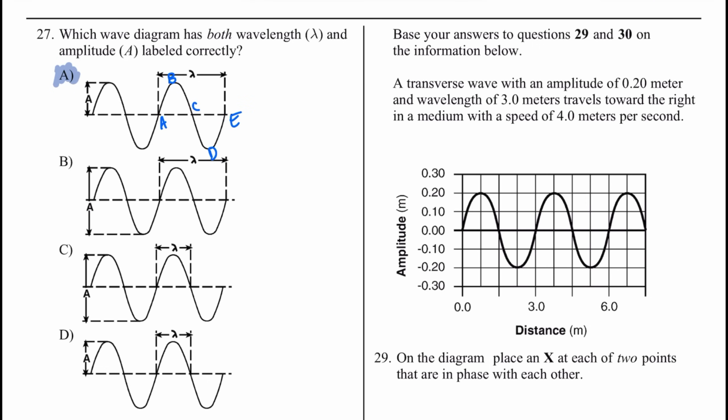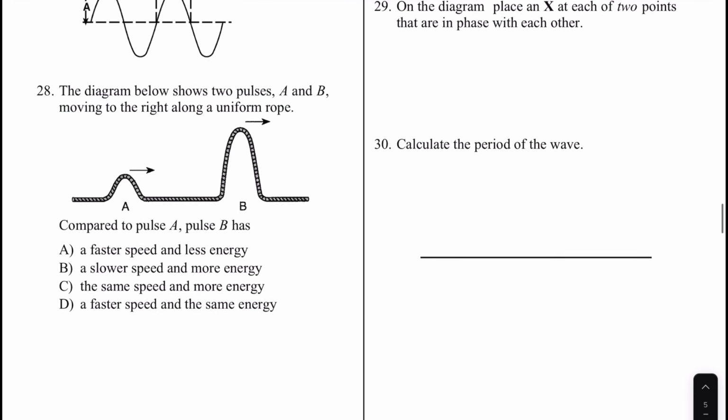And amplitude is from rest to its max displacement. It's not going to be like this. That's too much. It's going to be like this. So that's why A is correct.